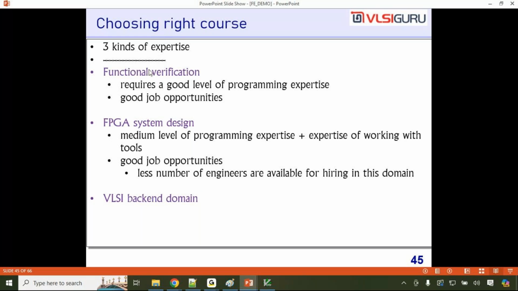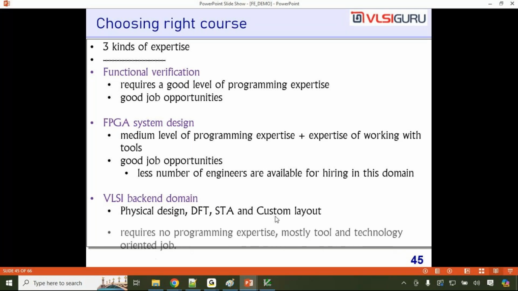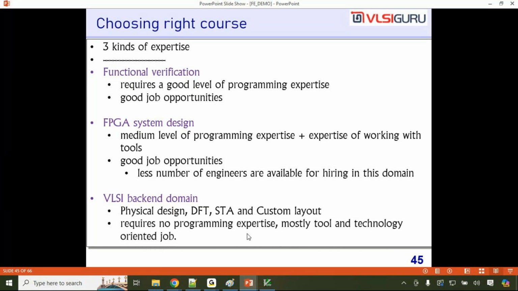Functional verification requires a good level of programming expertise. It also has good opportunities. FPGA has a medium level of programming expertise, but you should have expertise of working with the FPGA flow. And back-end domains, physical design, DFT, STA, custom layout, don't need any programming at all. They require no programming expertise, mostly tool and technology oriented jobs.